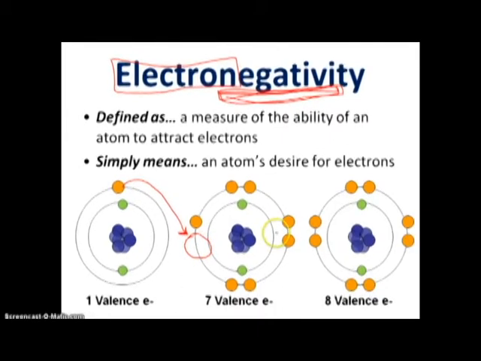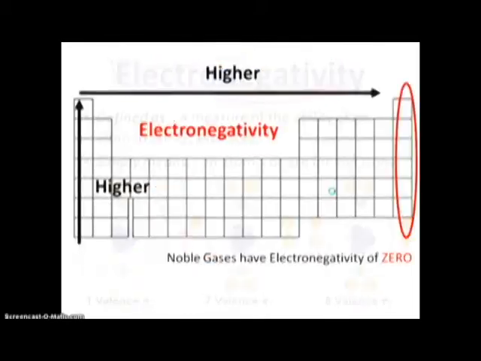And then group 18, the noble gases, do they need any more electrons if they already have 8 in their outer ring? No, they're done. They're filled. So they have no desire for electrons at all. That's why the noble gases, they're kind of the stuck-up ones, kind of off on their own. They don't need anything from anyone. So that's what you're going to see here.